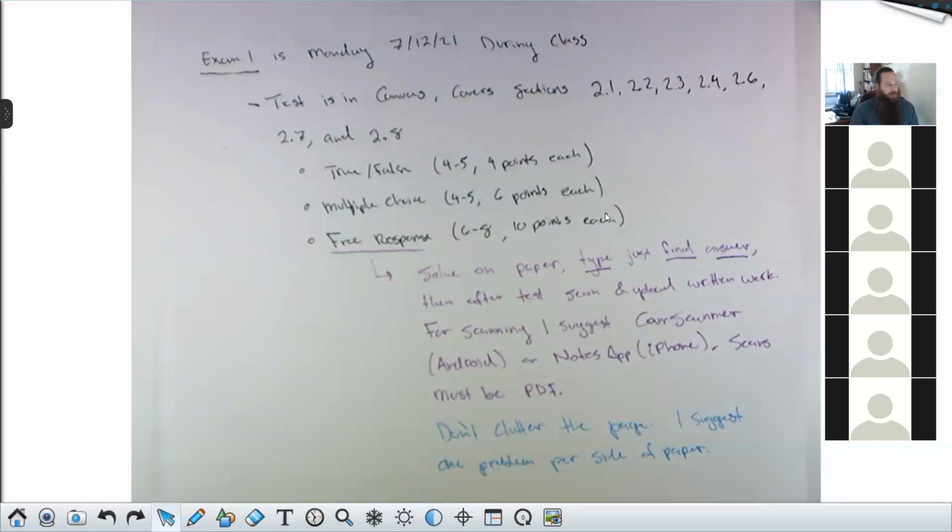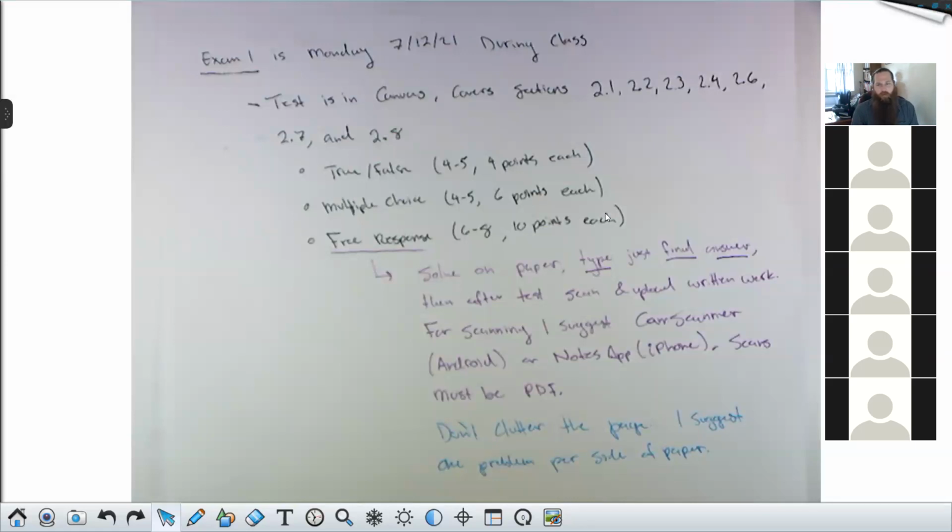Any other questions? I have a question. Sure. When it comes to scanning our work, but we're using our phone for Zoom, can we still do that while we're on Zoom? Like, how does that work? You can keep Zoom open while you scan. Yep. Obviously, the camera's going to be moving around.